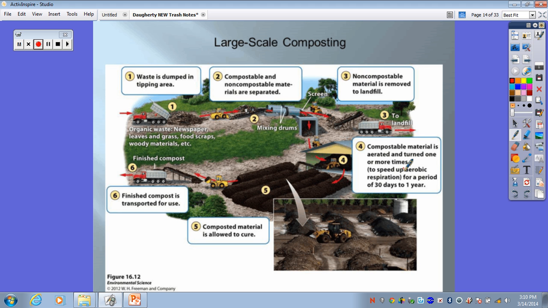Step 4 is that the compostable material is aerated and turned 1 or more times to speed up the aerobic respiration for a period of 30 days to 1 year. So you've got these piles of organic materials. Number 5, the composted material is allowed to cure, so they allow it to sit and decompose. And then finally, number 6, the finished compost is transported for use. So, you know, they can use that in agriculture, they can use that in gardening, any sort of situation where you need nutrient-rich material in your yard or for land use.